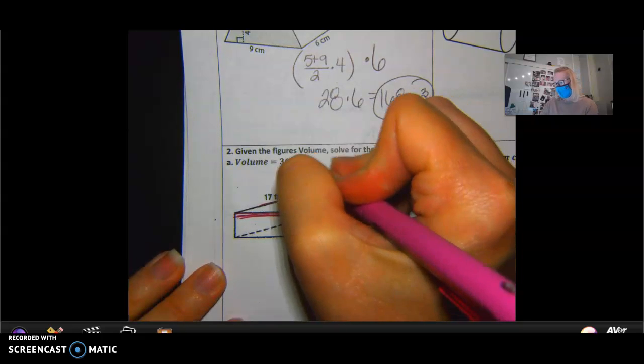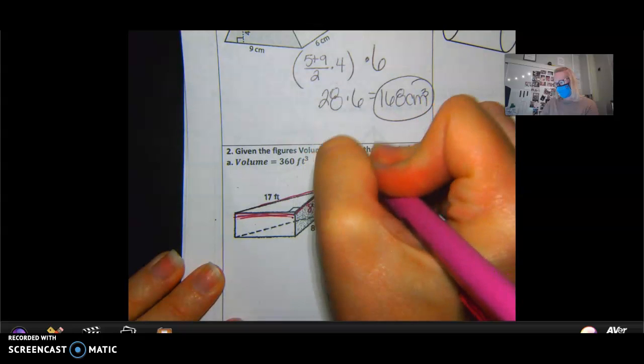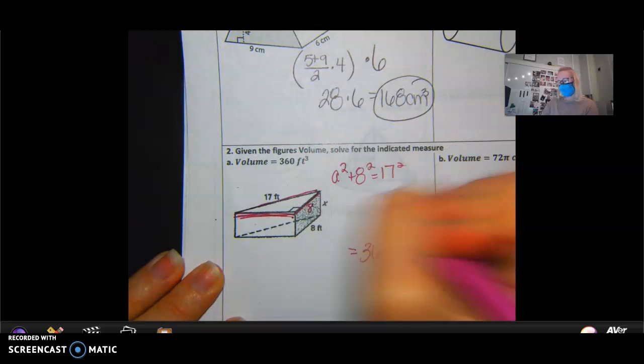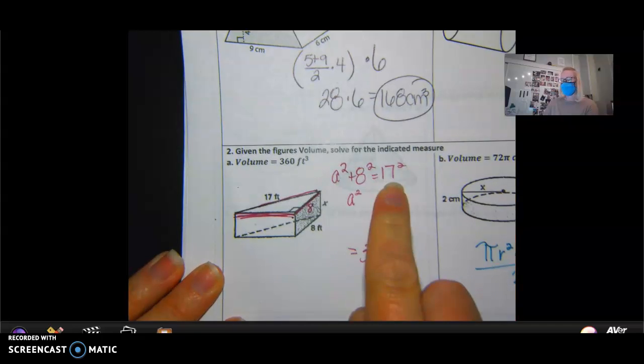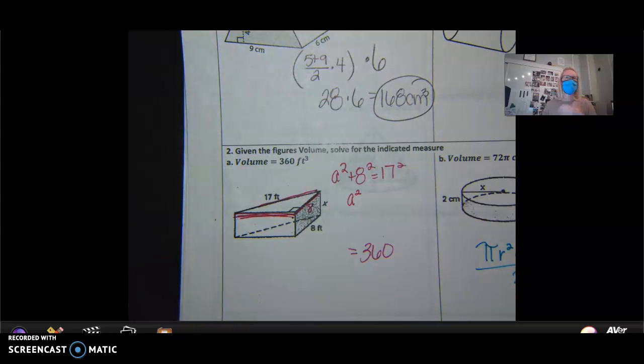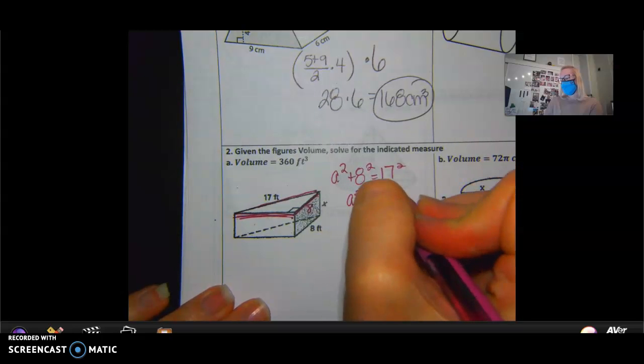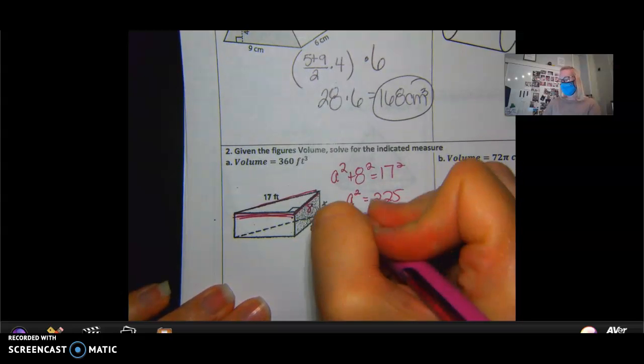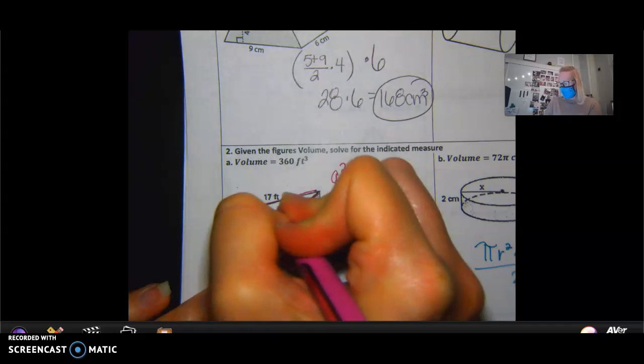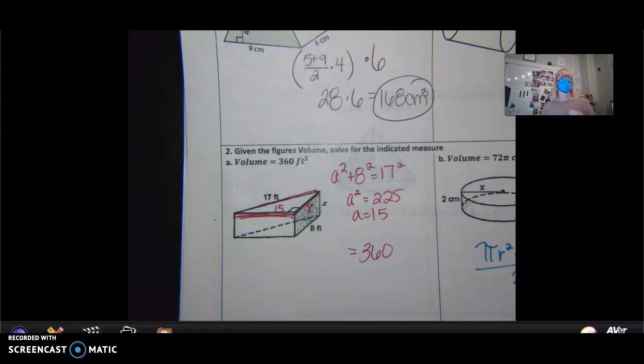Good job, guys. A squared plus 8 squared equals 17 squared. So on my calculator, I always just do 17 squared minus 8 squared, and it gives me an answer. I think it was 225. So a squared equals 225. So what's A's value? There we go. So this is 15. Now can I find the area of the base?